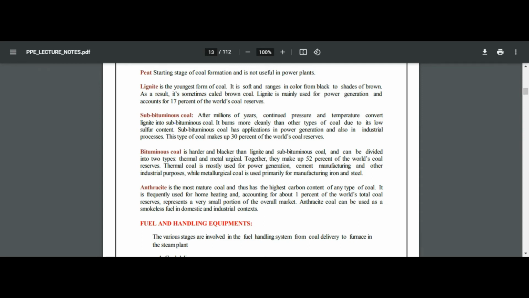Anthracite. Anthracite is the most mature coal and has the highest carbon content of any type of coal. It is frequently used for home heating and accounts for about 1% of the world's total coal resource. It represents a very small portion of the overall market.